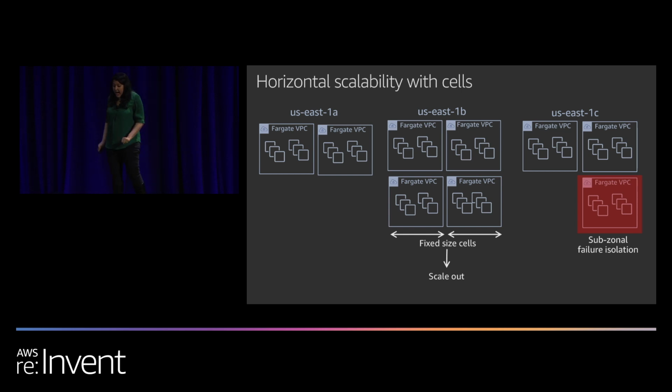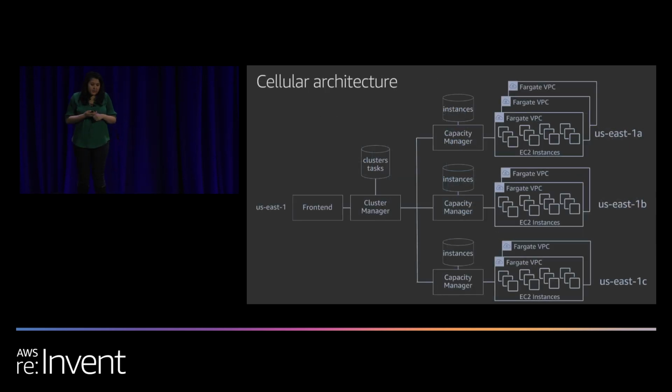And the added benefit of cellular architecture is that we now get a sub-zonal failure domain here. If something goes wrong at that VPC level, only the instances running within that VPC will be affected. So putting all of that together, this is what the architecture ends up looking like with our multiple cells for the Fargate VPC. And I want to take a minute to go back to that cluster manager service.